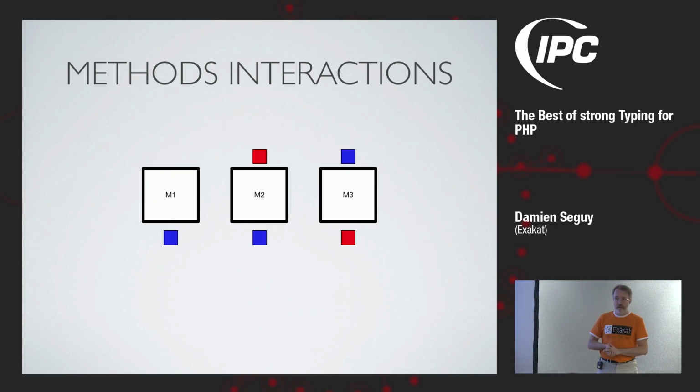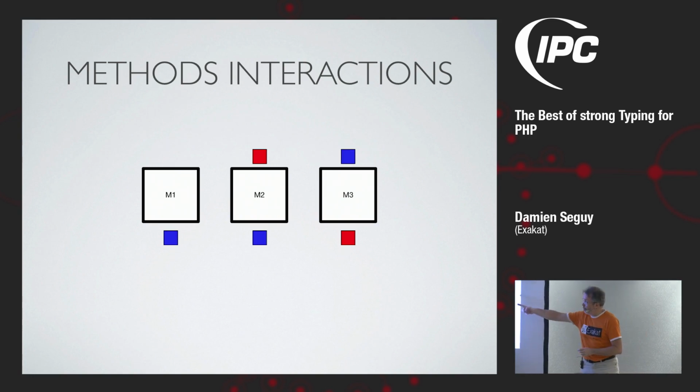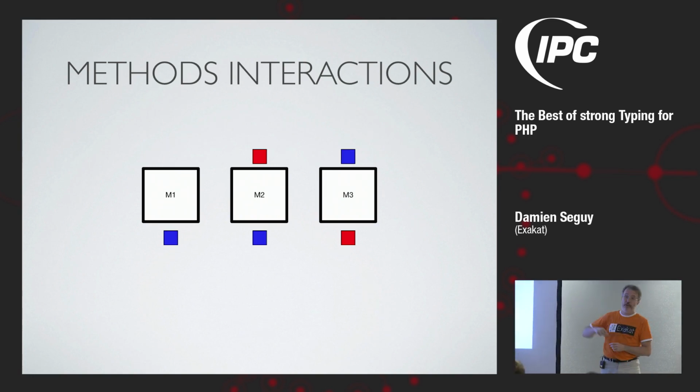We now have a cycle, something that says I cannot call M2 before M3, but I cannot call M3 before M2. And thanks to M1, we can break the cycle. That will happen when you start putting typing in, because you will put them one after each other.